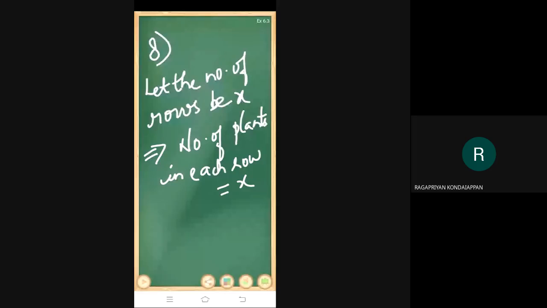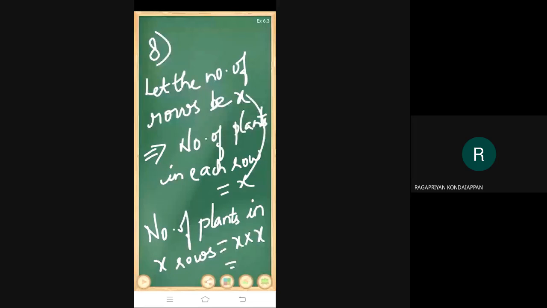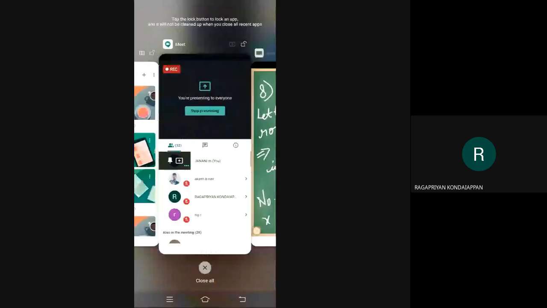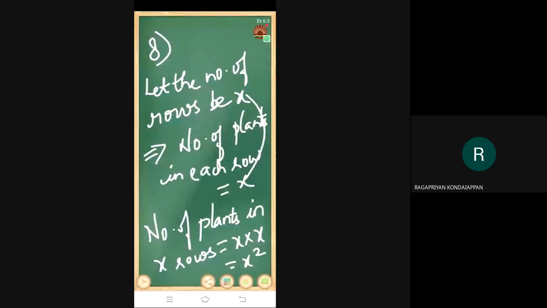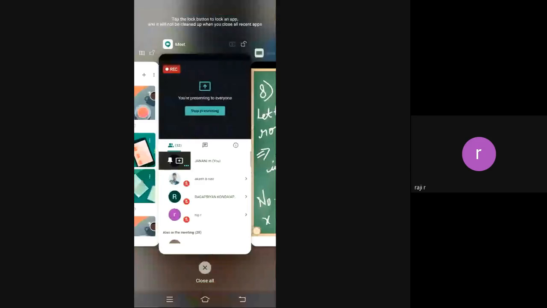So what is the total number of plants? Number of plants: x into x, x square. The number of plants in x rows is nothing but this and this multiplied. x into x is equal to x square. How many plants are there in a garden? What is the total number of plants in a garden? 2025.